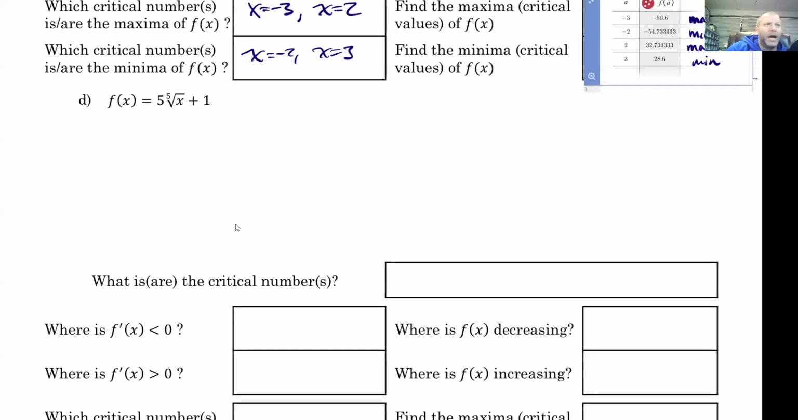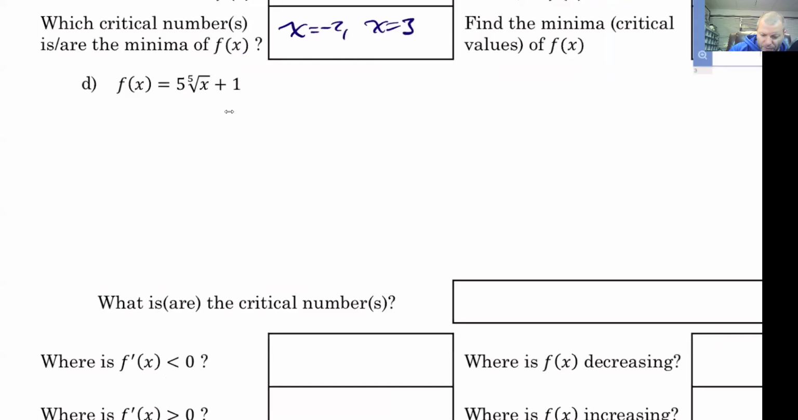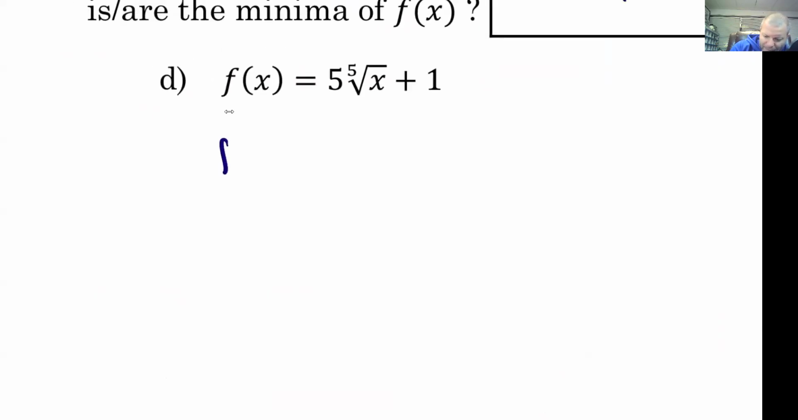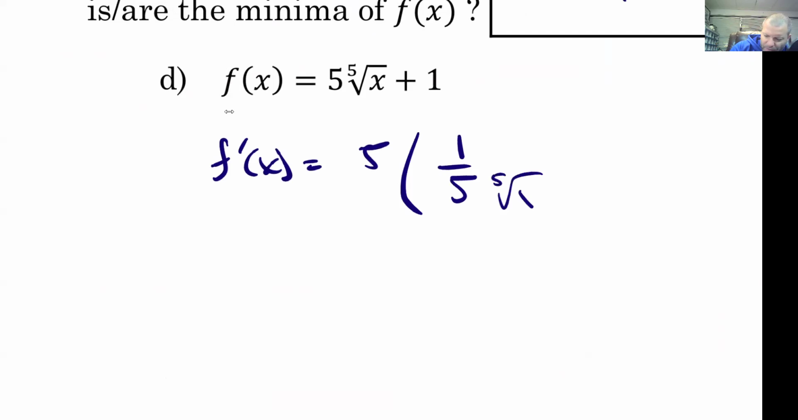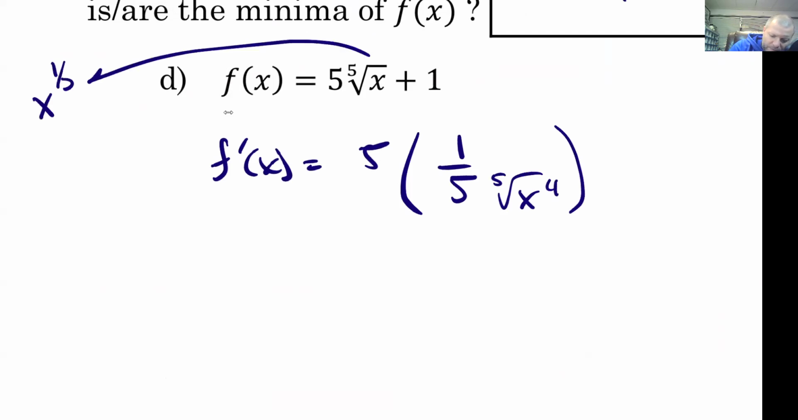All right, so in D, this function is defined for all real numbers, so no issues there. When I take the derivative, I'm going to get 1 over 5 times the fifth root of x to the fourth power as my derivative. If you're like, what sort of witchcraft is that? This is x to the 1/5, so it's 1/5 x to the -4/5 when we use our power rule, and then those two things are equal.